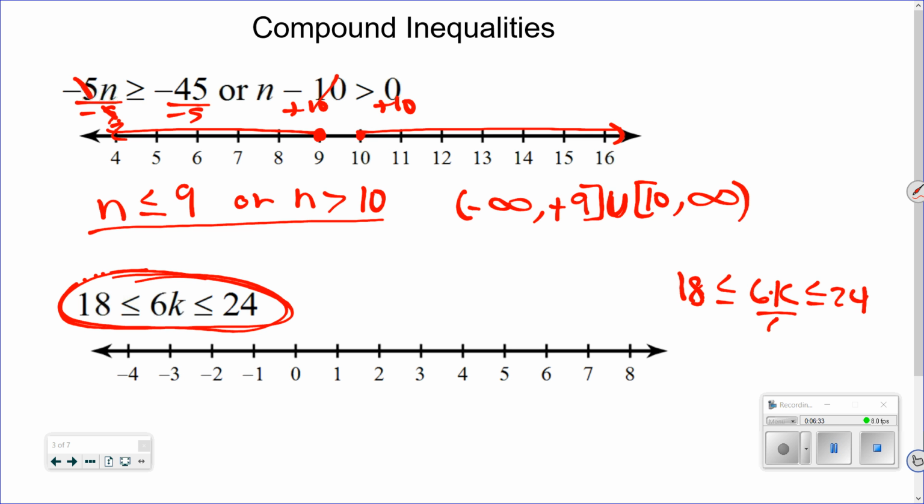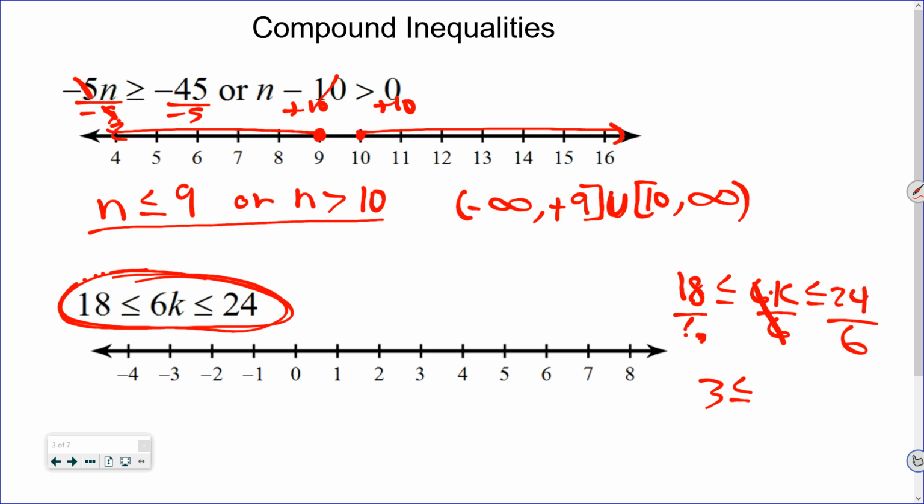6 times k, so I'm going to divide by 6. When I do that, I have to divide all three parts by 6. So the 18 has to be divided by 6, and so does the 24. 18 divided by 6 is 3. That would be 1k, or k. 24 divided by 6 is 4.